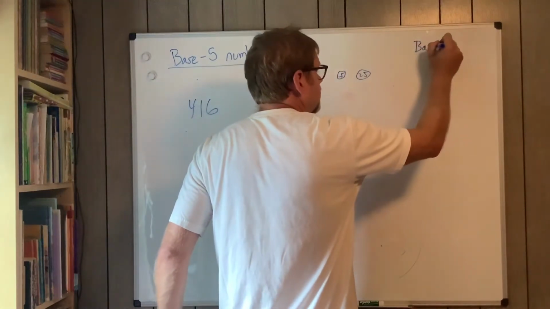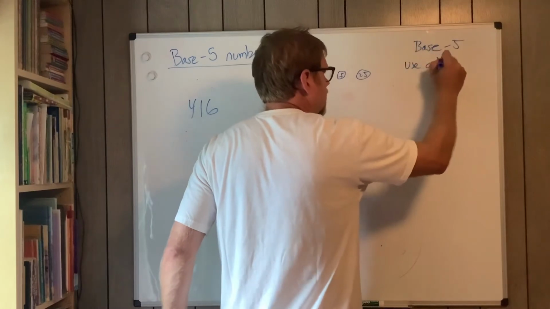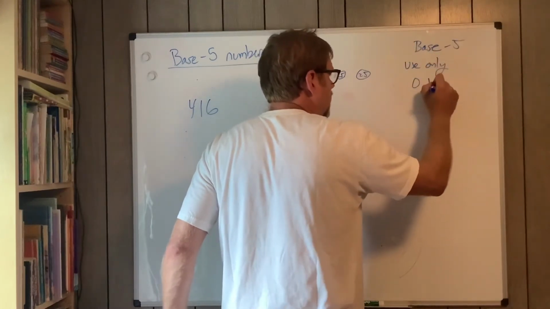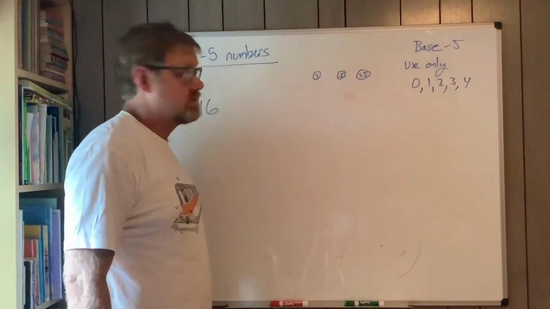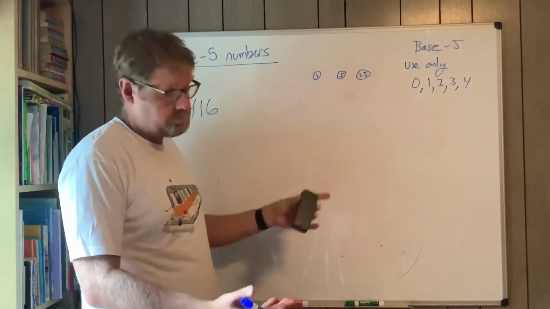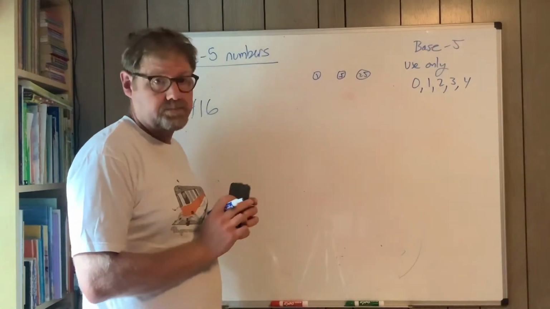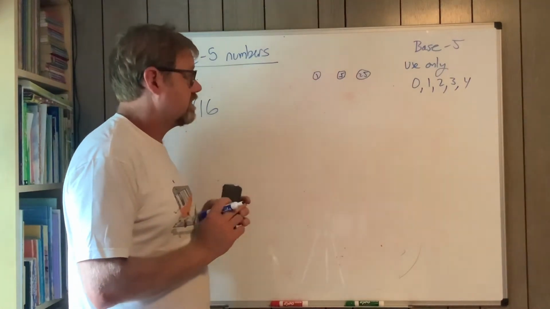So base-5, let's just think about this a little bit more. Base-5 uses only the digits 0, 1, 2, 3, 4. Okay, so the last example, which we did, 2, 2, 4, made sense. Okay, so here's what we're going to do.